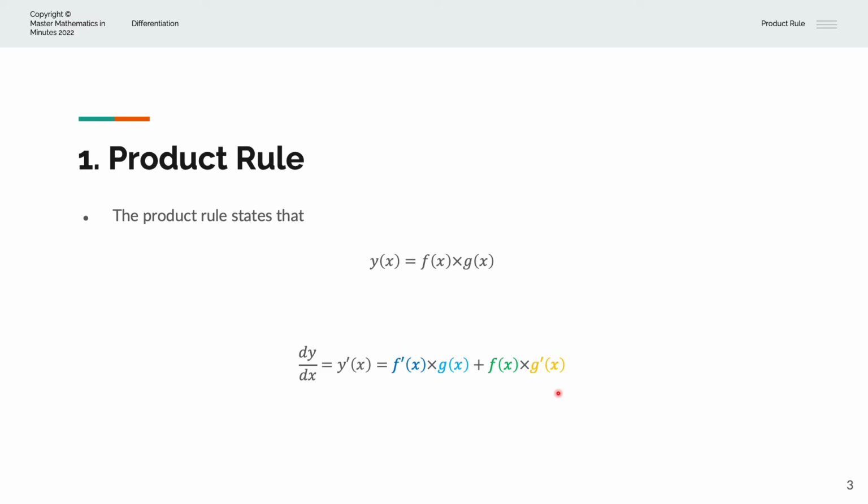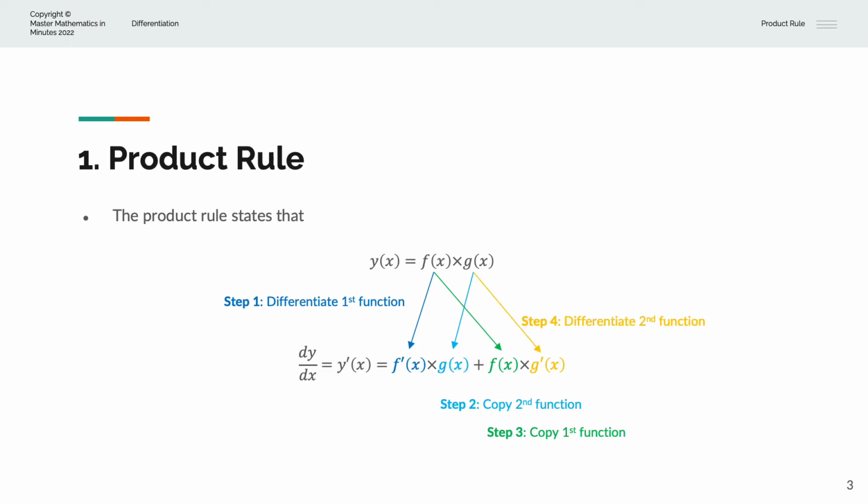So, the first step is to differentiate the first function, and that gives us f prime of x. The second step is to copy the function g(x), or the second function. The third step is to copy the first function, or f(x). And the fourth step is to differentiate the second function. And so that is the definition of the product rule of differentiation. So we'll have a look at a couple examples now.